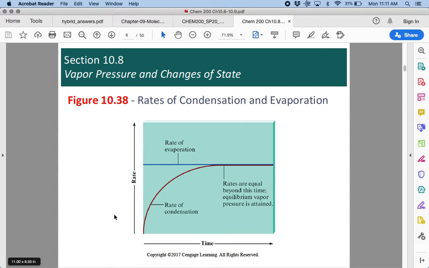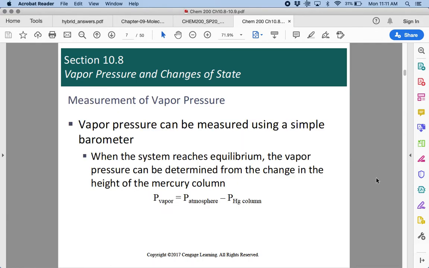If we have our rate of evaporation, the rate at which it would evaporate is constant. But the rate of condensation, the more gas is present, the more likely it is to condense. So that's why this curves and increases over time, and eventually will reach an equilibrium where the rate of evaporation is the same as the rate of condensation. So how do we measure this?